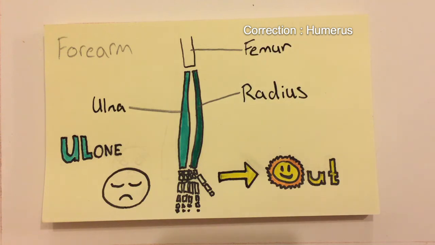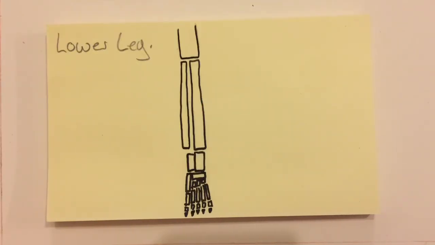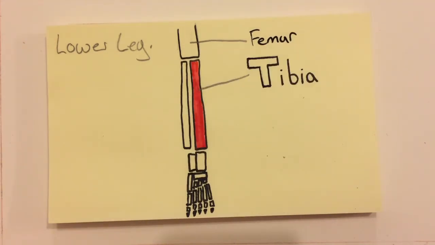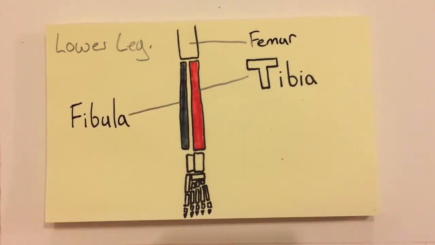Now we'll have a look at the lower leg. The lower leg is connected to the femur through the tibia and the fibula. The tibia is the load bearing and the fibula is for movement.